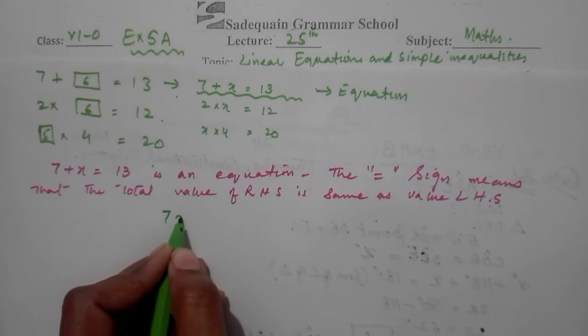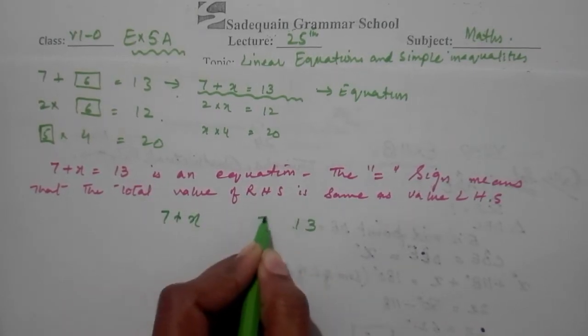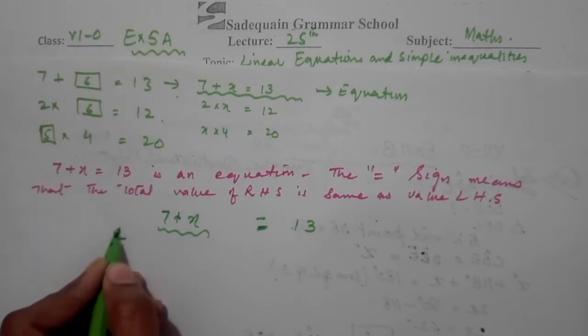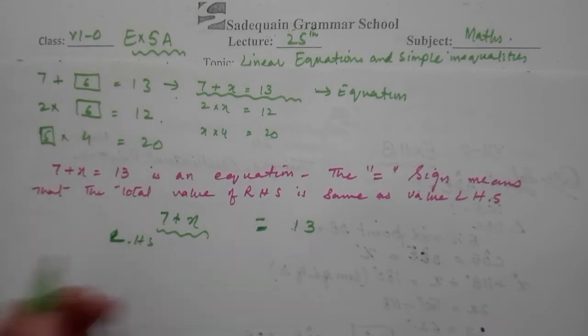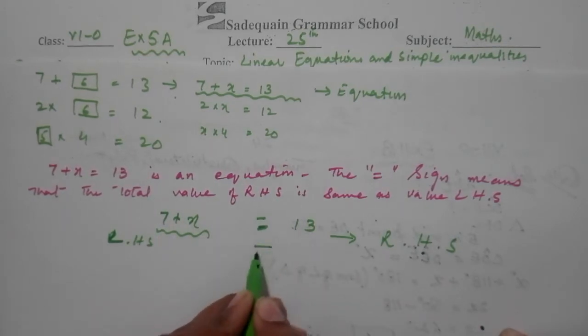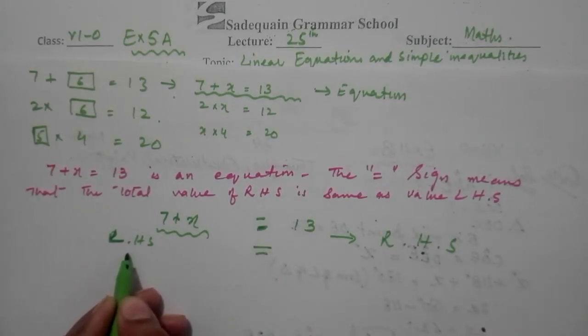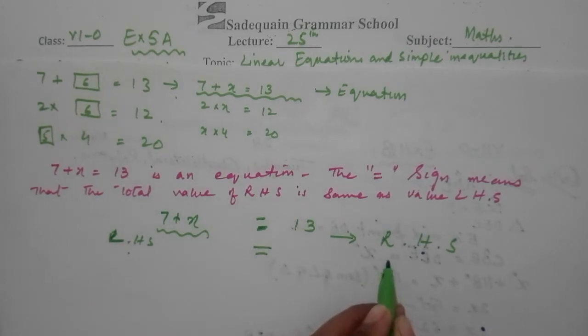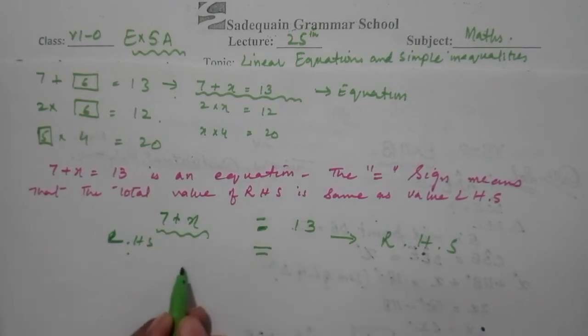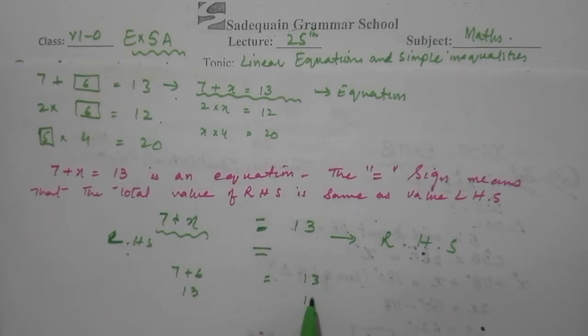Like here, if I write 7 plus x is equal to 13, this is the left hand side of the equation and this is the right hand side of the equation. And this equal sign means that the answer of the left hand side must be the same as the answer of the right hand side. Like here, if I replace x, it will be 7 plus 6 is equal to 13, and in that case we also get 13 on the right hand side. So you can see that the values on the left hand side and right hand side are both the same.